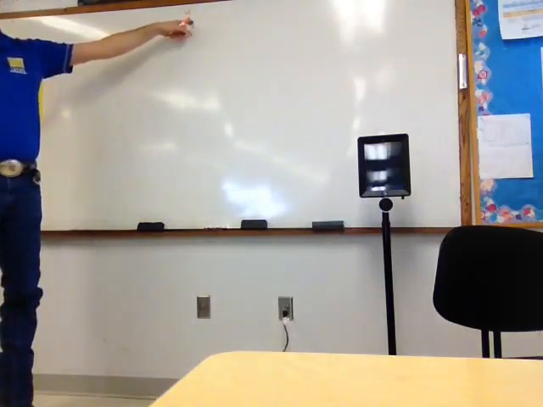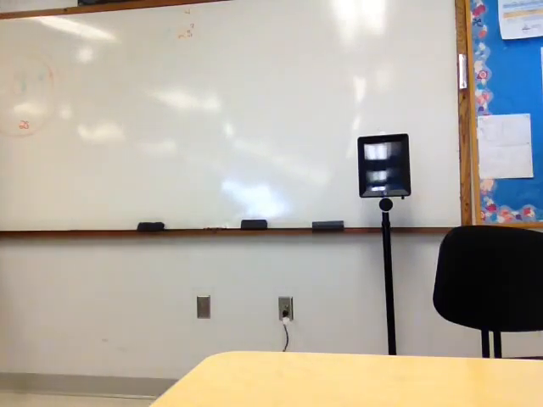Okay, what's our next electron? 5. Go find it. 2P. Very good. And how many can you put into a P-shaped orbital? 6.